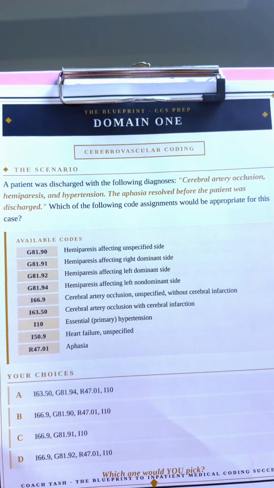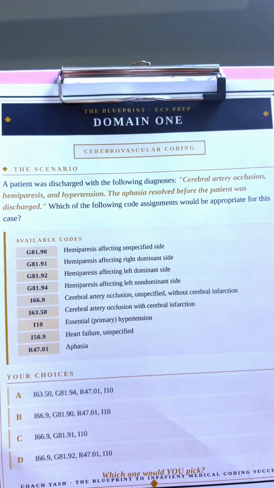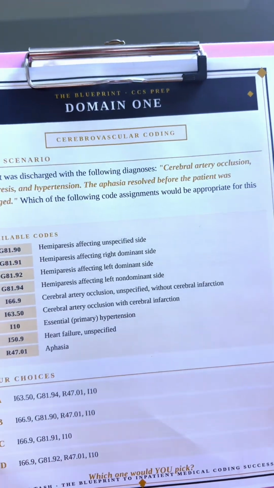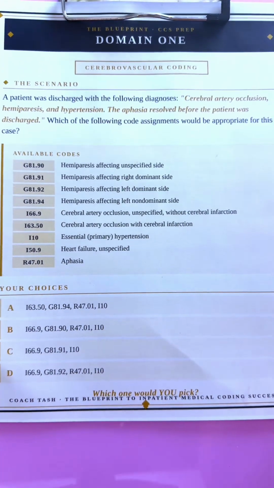Here are the available codes, just in case you don't have your book. Now, look at the choices. Is it A, B, C, or D? Let me lift this up a little bit just in case you can't see D.